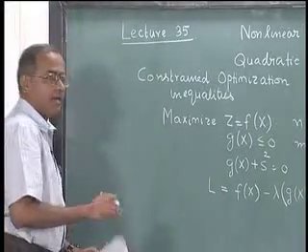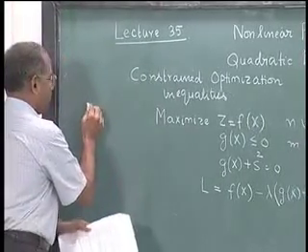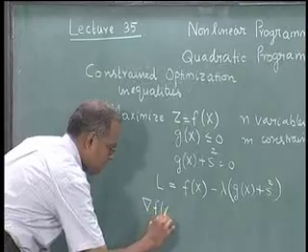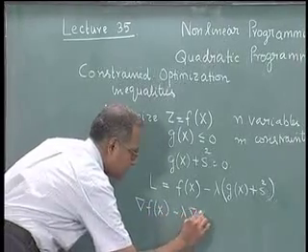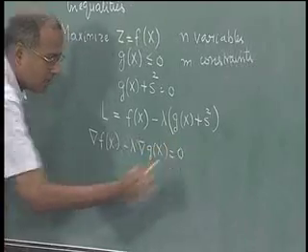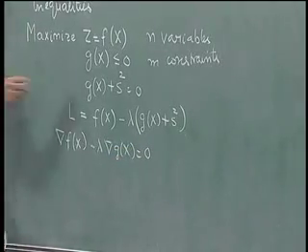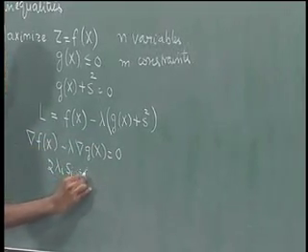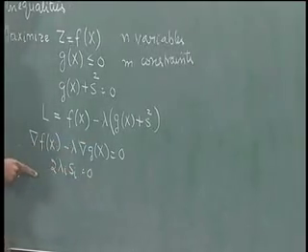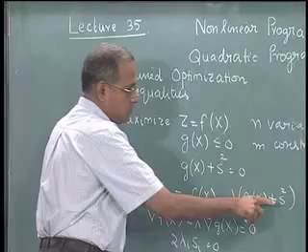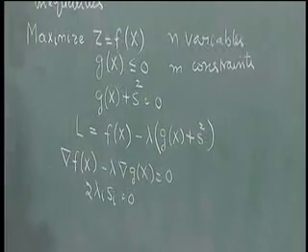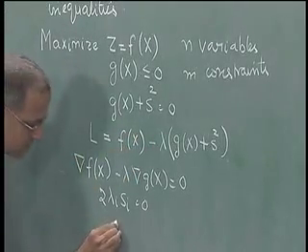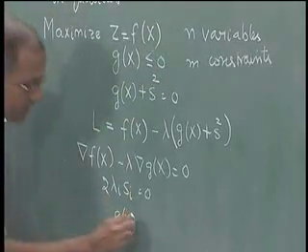Now, dou L by dou x equal to 0 would give us del f of x minus lambda del g of x equal to 0. Dou L by dou s, which is a slack variable, would give us 2 lambda i si equal to 0. The 2 comes here because we differentiate with respect to s. So, this becomes 2 times lambda s equal to 0, so 2 lambda i si equal to 0. Differentiating with respect to lambda would give us g of x plus s square equal to 0.